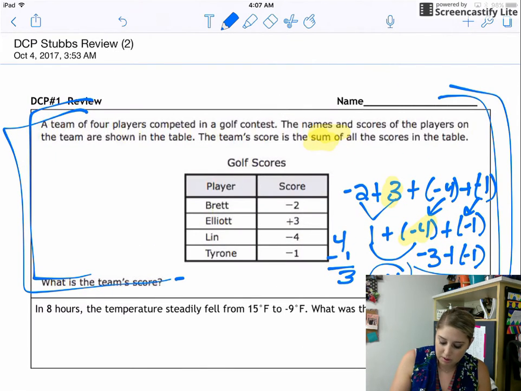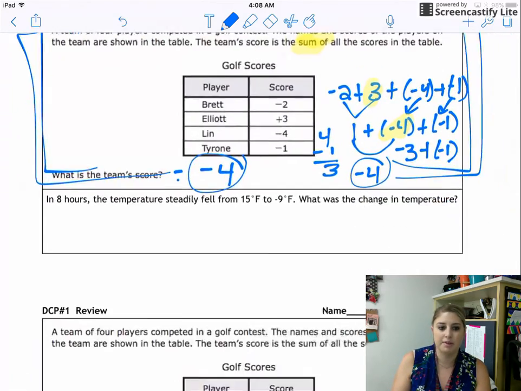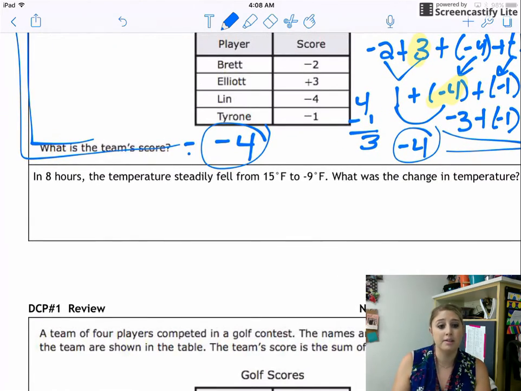So the team's total score is -4, which is actually good in golf. You want to have a negative score in golf rather than a positive score. So a -4 score is not bad for some of the scores in the table. All right, that was that problem. I want you to try this next problem. Go ahead and read it, pause the video, and try to solve it yourself.